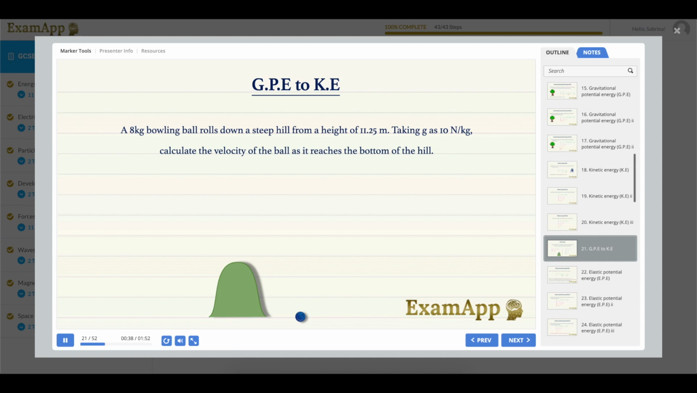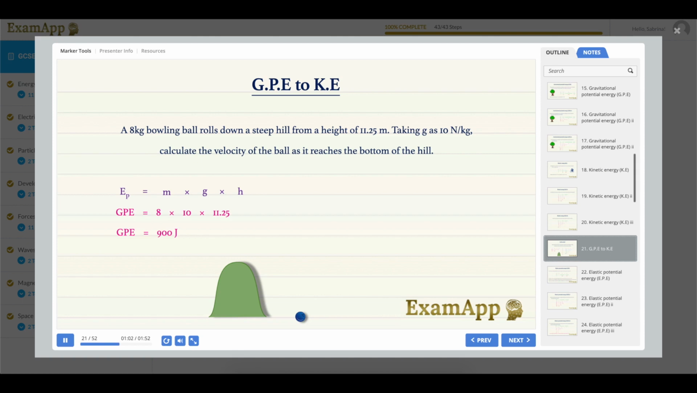Let's start off by working out the gravitational potential energy of the bowling ball at the top of the hill. Gravitational potential energy is equal to the mass multiplied by the gravitational field strength multiplied by the height. So that would be 8 multiplied by 10 multiplied by 11.25. This gives us a total gravitational potential energy of 900 joules.